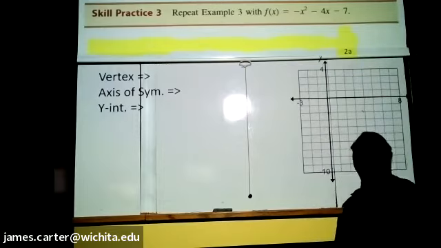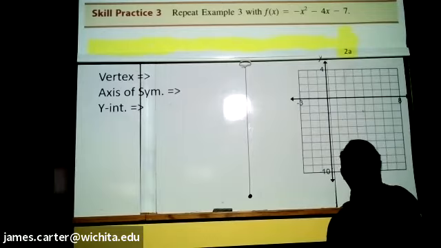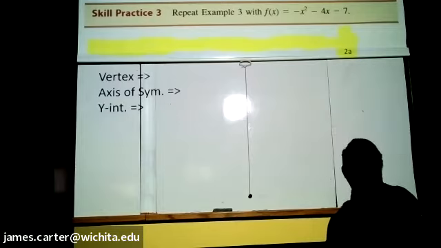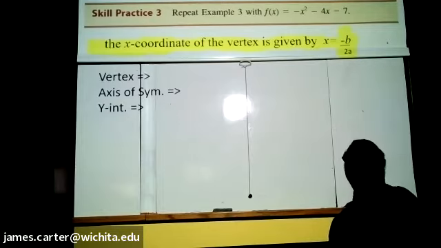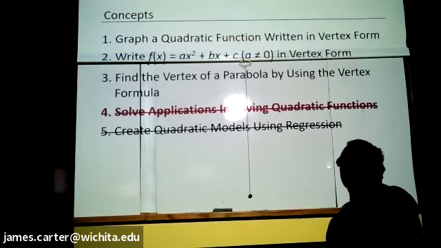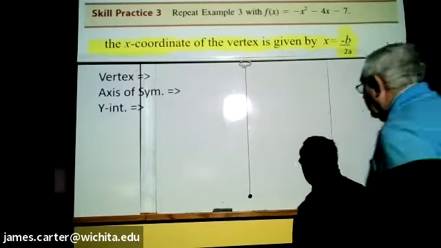Okay, let's do this problem. What's my a value gonna be? Negative 1, b, negative 4, c, negative 7. So here's my formula for the vertex, getting the x value and the line of symmetry. So we're going to have negative b over 2a. In this case, we're going to have negative negative 4 over negative 2 times 1. Okay, so I've got to do this myself.